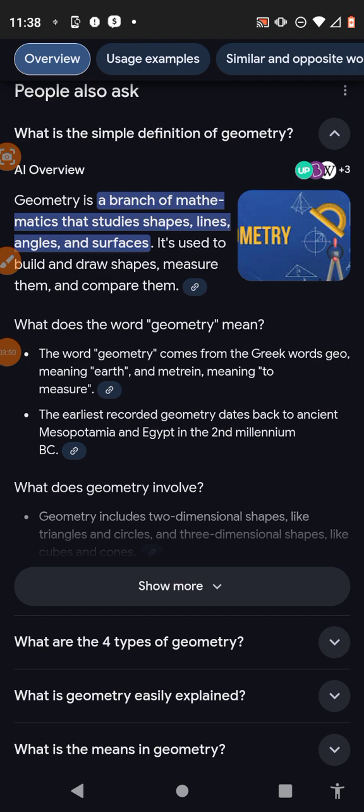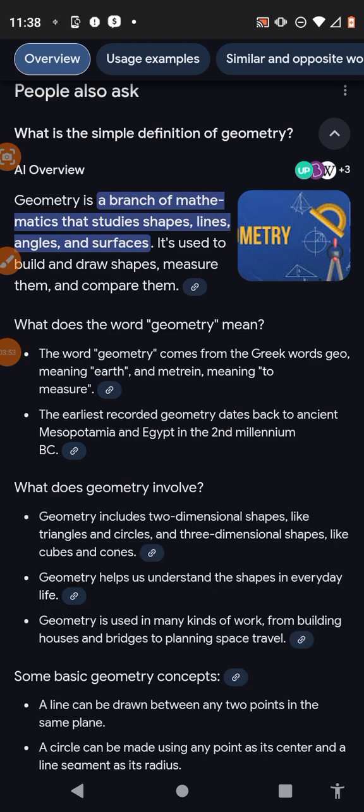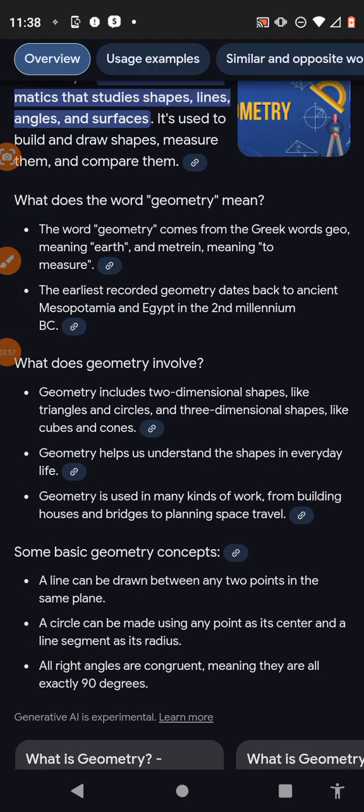The word geometry comes from the Greek words geo meaning earth and metron meaning to measure. So measure the earth basically. The earliest recorded geometry dates back to ancient Mesopotamia and Egypt in the second millennium BC, before Christ.